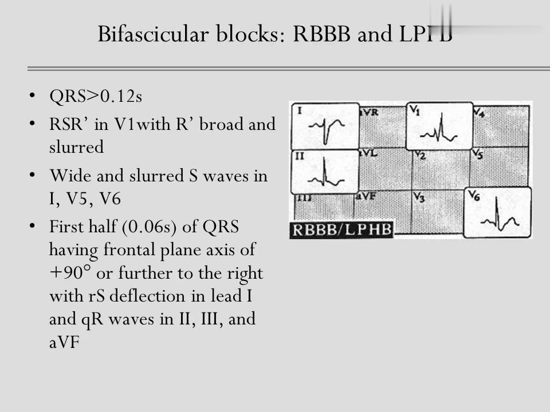Bifascicular blocks, RBBB and LPFB. QRS greater than 0.12 seconds. RSR in V1 with R broad and slurred. Wide and slurred S waves in I, V5, V6. First half, 0.06 seconds, of QRS having frontal plane axis of +90 degrees or further to the right, with RS deflection in lead I and QR waves in II, III, and aVF.